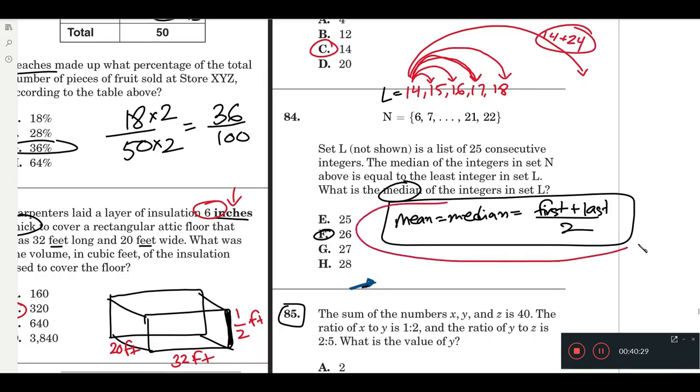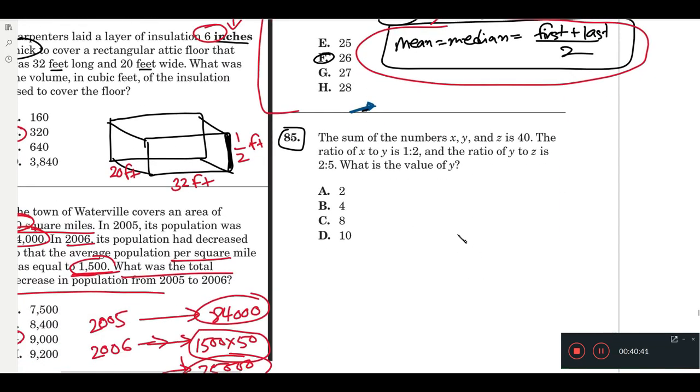Remember, this is important: mean is equal to median when the numbers are consecutive. And how do you find it? The first one plus the last one divided by 2. Make sure you guys remember these, practice it over and over again. So let's go for 85.